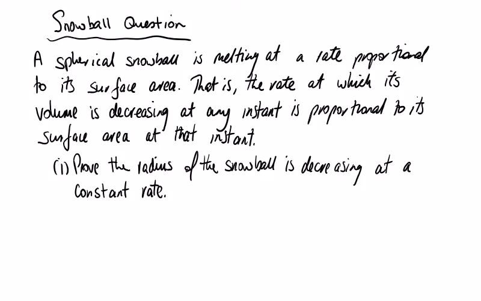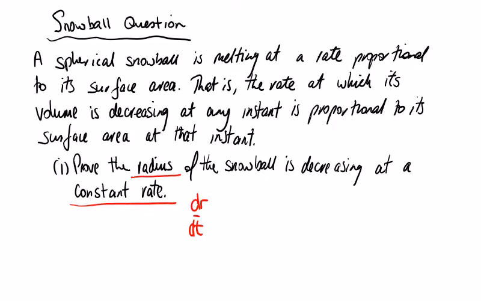The spherical snowball question. The spherical snowball is melting at a rate proportional to its surface area. That is, the rate at which the volume is decreasing at any instant is proportional to its surface area at that instant. Prove that the radius of the snowball is decreasing at a constant rate. Well, what are they asking for? The radius decreasing at a constant rate is dr/dt. So that's what they want us to show, that this is equal to a constant, or equal to some letter.